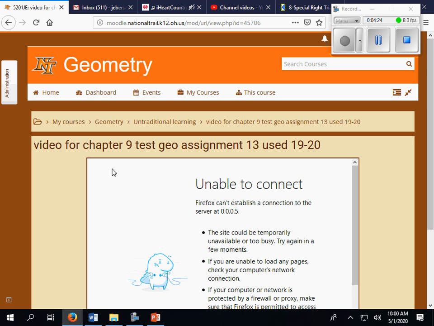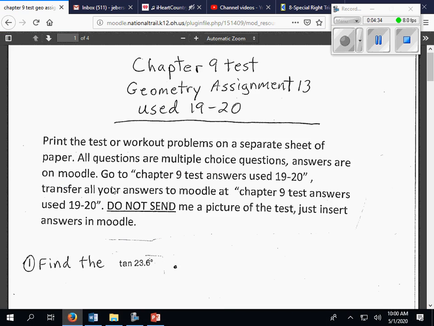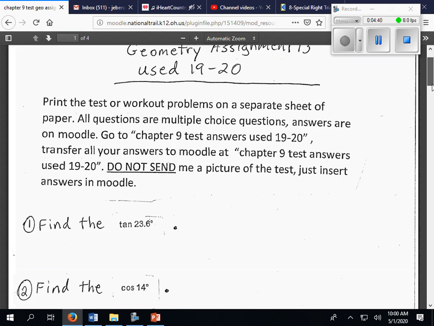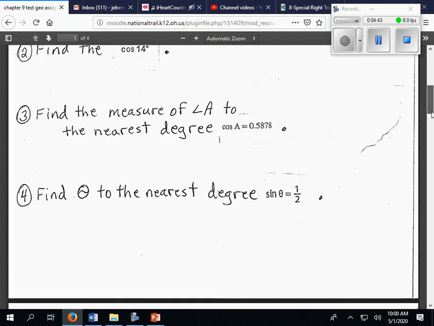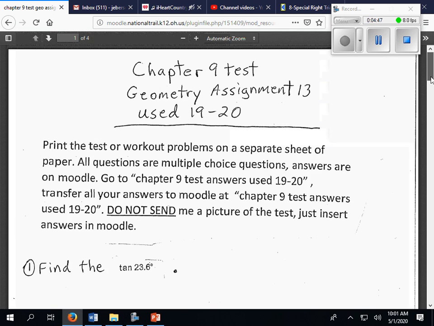It pulls up the test video, which I don't have on there right now because I'm making the video right now. Then the second thing right here, you click on it and it pulls up the actual test and it tells you the questions. So you're just going to go down through and do the questions. Notice there are no answers on here because you're just going to transfer your answers into Moodle. It has the directions right there.